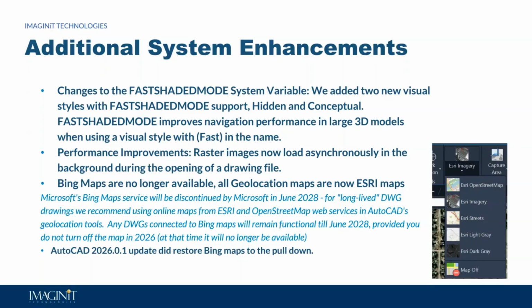So if you do not have the AutoCAD update, if you turn off a Bing Map and go back to turn it on, the Bing Map option has disappeared and you only see Esri. Once you've applied the 2026.0.1, that does come back. For now, there is no guarantee that 27 or 28 or the next version of AutoCAD will have the ability to go back to Bing.